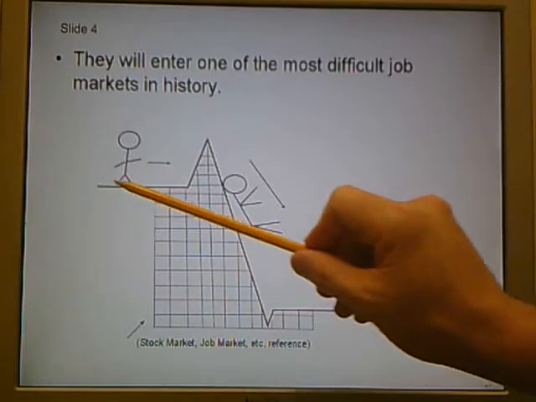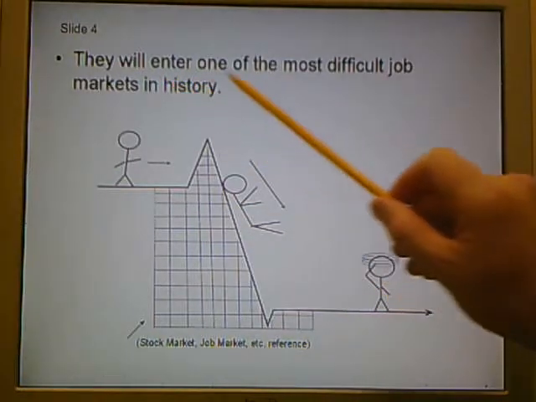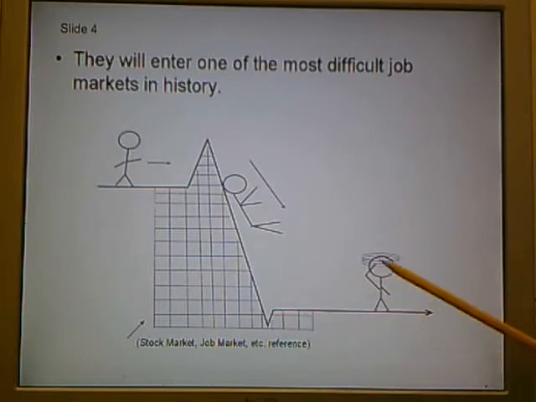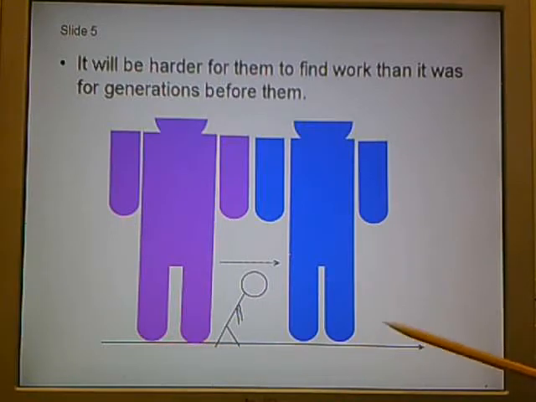So after this, the person's going to continue to walk. This represents the stock market, job market. They will enter one of the most difficult job markets in history. So as they come here, they're going to fall down. They're going to be kind of dizzy and confused because it's difficult to find a job, etc. They're going to continue to walk as the arrow continues ahead of them.